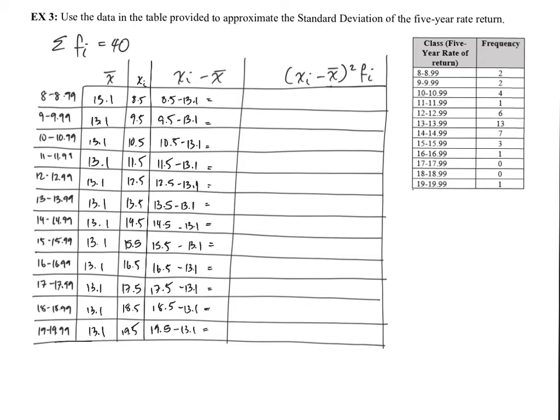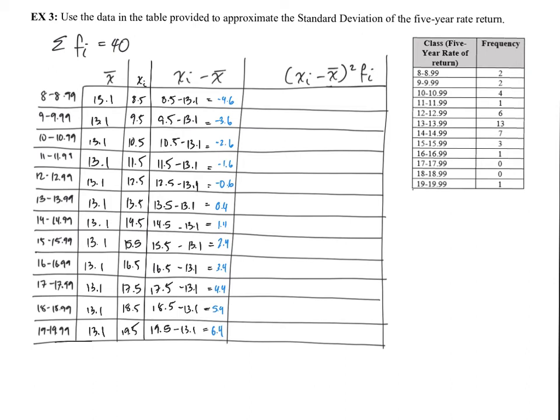Okay, so let's compute these. I'll write these in blue since there are so many numbers going around. Negative 4.6, negative 3.6, negative 2.6, negative 1.6, negative 0.6, 0.4. We're getting into positives now. 1.4, 2.4, 3.4, 4.4, sorry, that was supposed to be 4.4, then 5.4, and 6.4. All right, so we found that part.